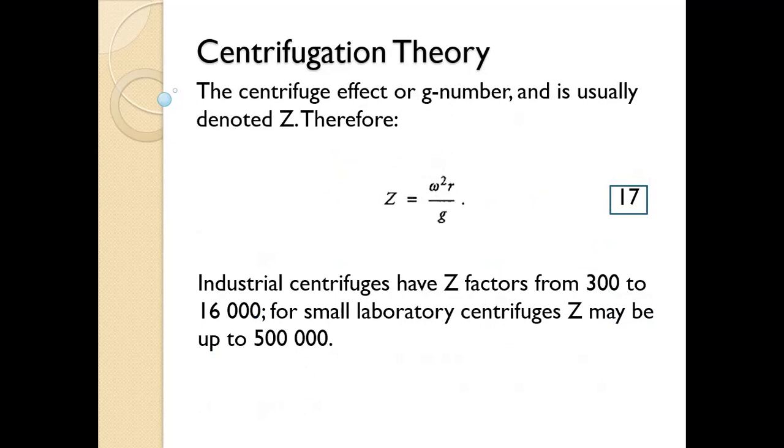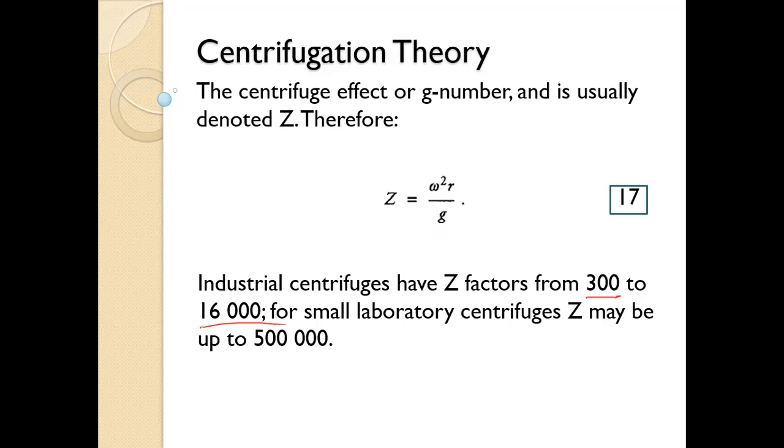Only when we calculate the centrifuge effect, we use the G number or the term sigma. How much force do you act on the centrifuge? Mostly we operate at Z greater than 300 to 16,000. What does it mean? This is 300 times higher than the G force. It's very, very high.